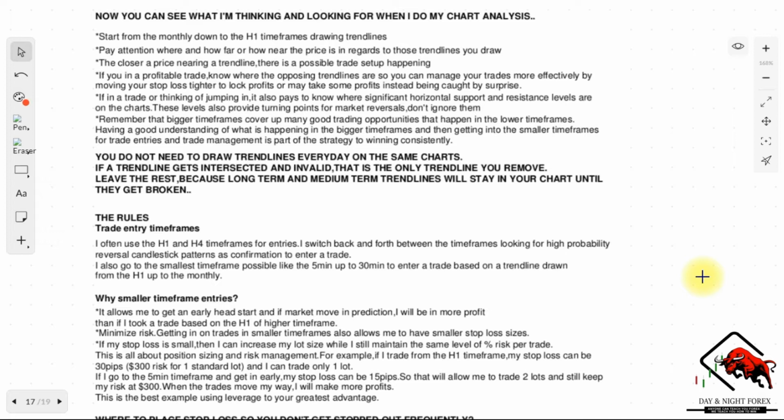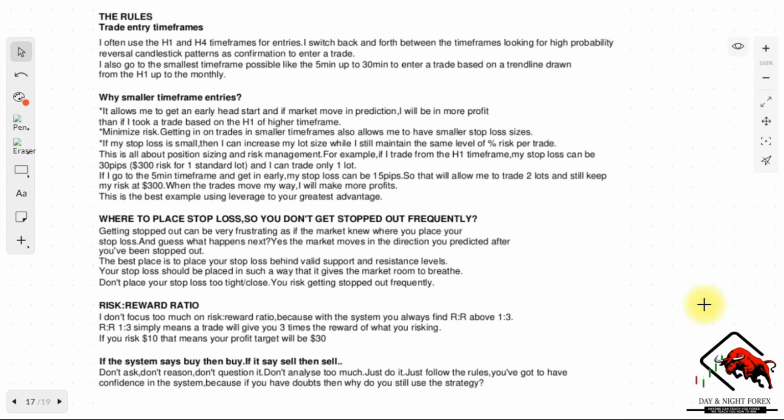So I often use the H1 and the H4 timeframes for entries. I switch back and forth between the timeframes, looking for higher probability reversal candlestick patterns as confirmation to enter a trade. I also go to the smallest time frame possible, like the 5 minute up to the 30 minutes, to enter a trade based on a trend line that I've drawn from the H1 up to the monthly. So why smaller time frame entries?